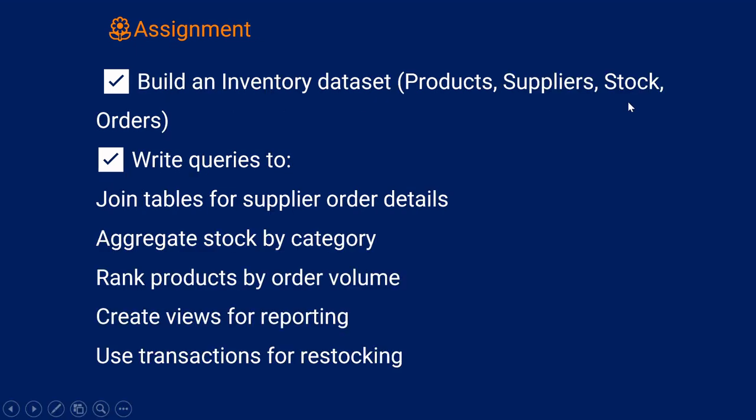Your assignment: build an inventory dataset with products, suppliers, stock, and orders. Write queries to join tables, aggregate stock, rank products, create views, and use transactions for restocking.